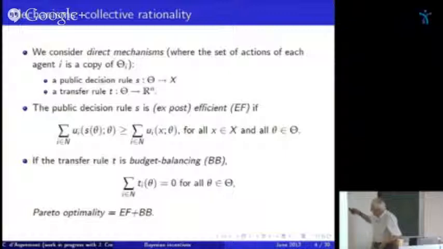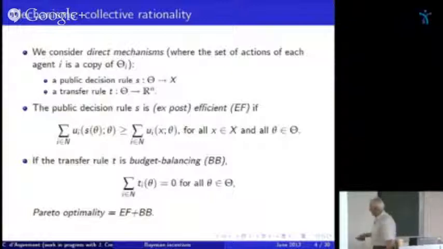Now we will consider direct mechanisms, where the set of actions of each agent is just a copy of Theta_i. The idea is that an agent is asked to report his type, and then based on this report and the reports of the others, you have a public decision rule which chooses an alternative, and then we have transfers which are given to the individual agents. So there is a public decision rule and a transfer rule.